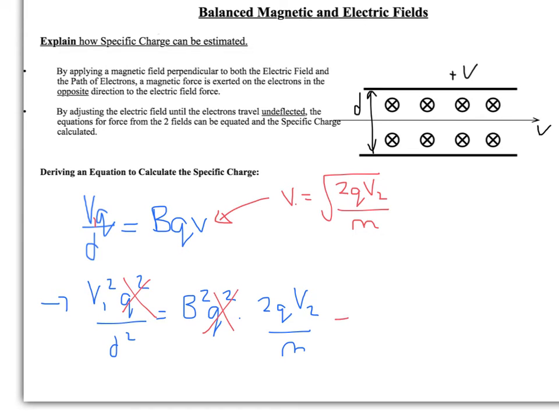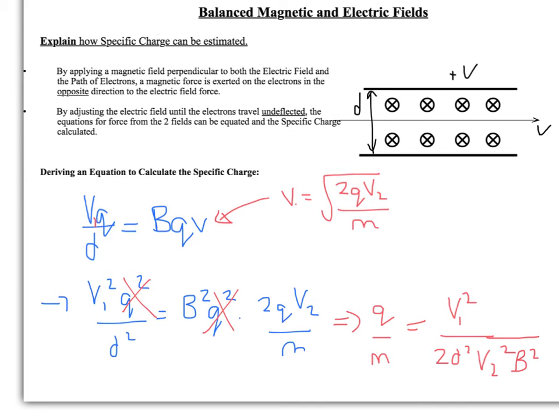So we want to rearrange this to get Q over m, which is on the right hand side currently. So we're going to have V1 squared divided by 2d squared V2 squared. And finally on the bottom, B squared as well. Let's not forget that one.